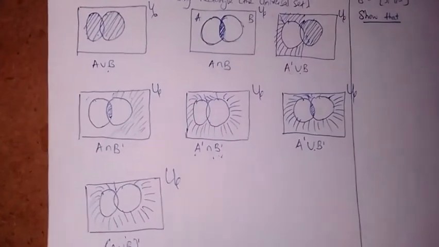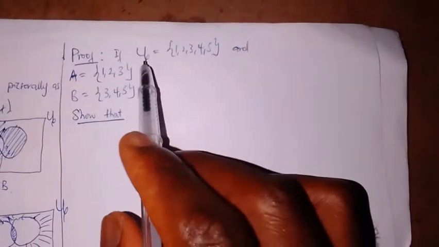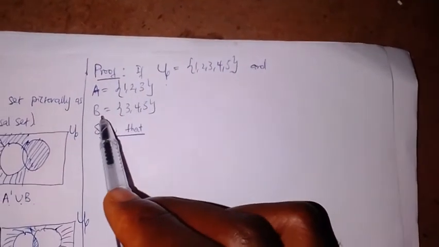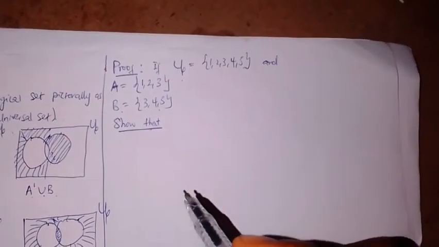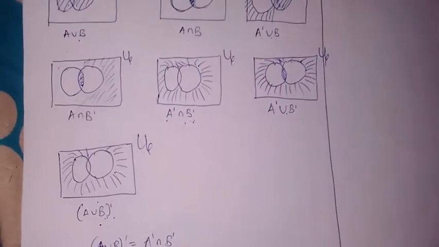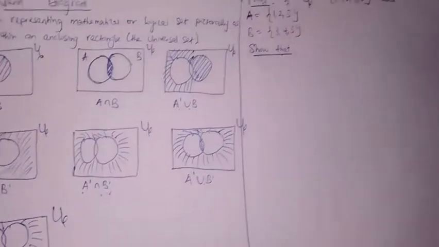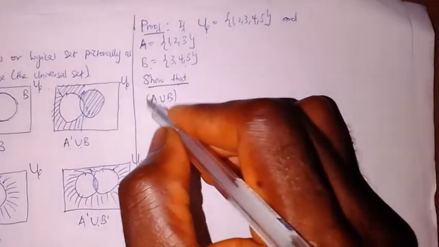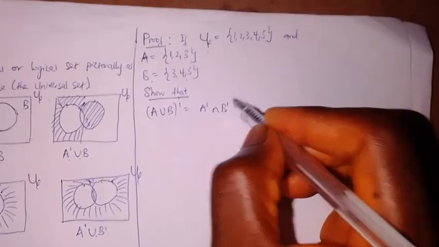Now, this question says prove that if the universal set is equal to {1, 2, 3, 4, 5}, and A is {1, 2, 3}, B is {3, 4, 5}, show that (A union B)' is equal to A' intersection B'. So let's first show that (A union B)' is equal to A' intersection B'.